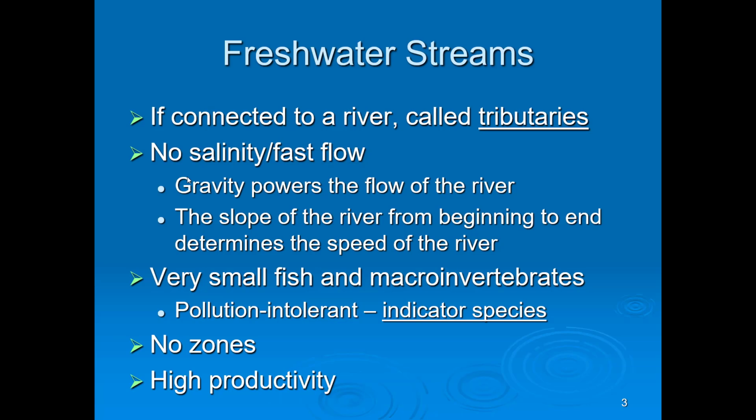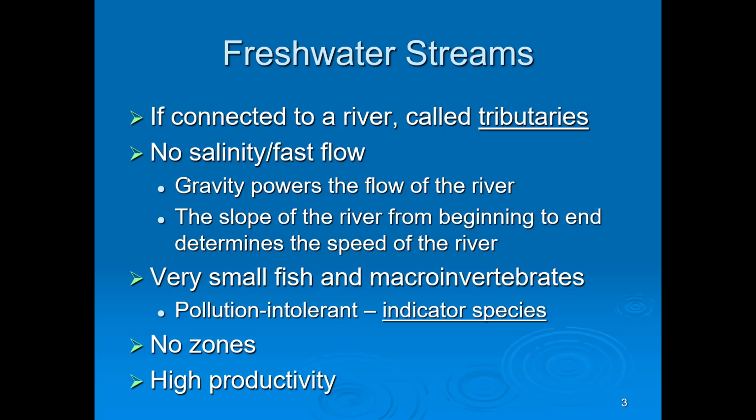Streams have very small fish and what are called macroinvertebrates in them. They are pollution intolerant, so they die off when there is pollution present, so they're called indicator species. You don't have to jot that down. We will cover that later on in the year. Just be aware that they're there.